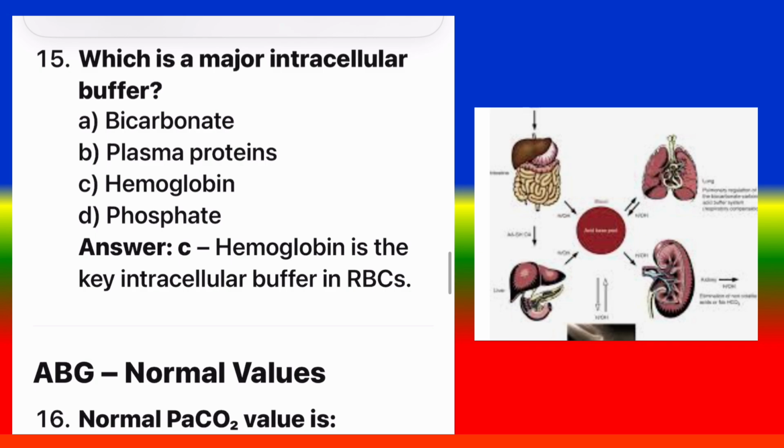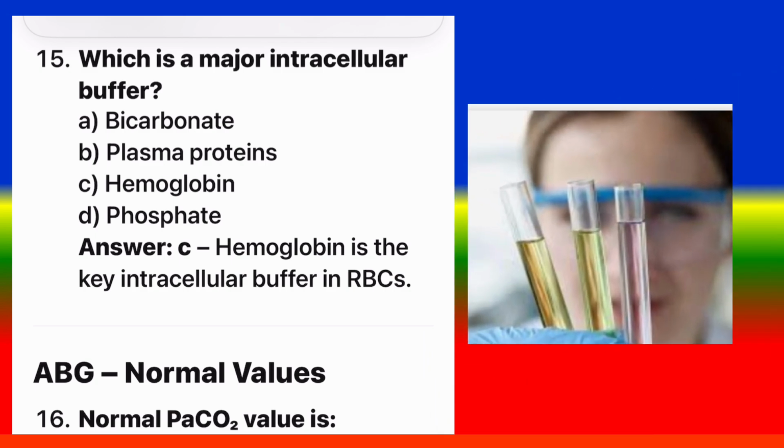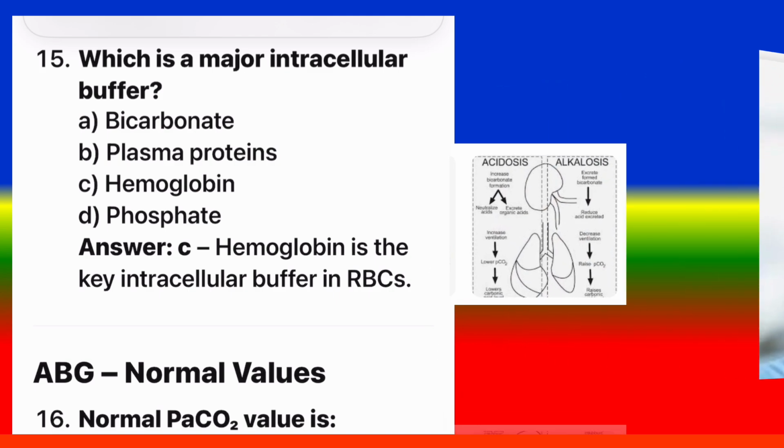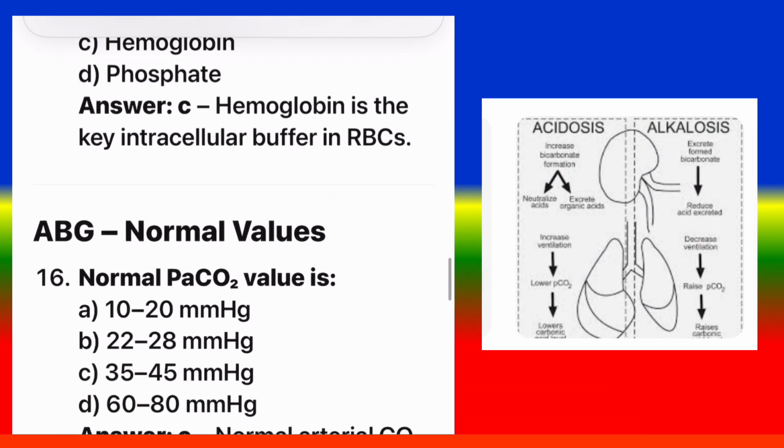15. Which is a major intracellular buffer? A. Bicarbonate, B. Plasma protein, C. Hemoglobin, D. Phosphate. Answer C. Hemoglobin is the key intracellular buffer in RBCs.